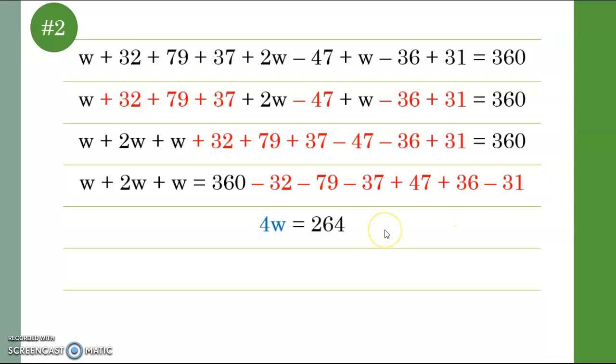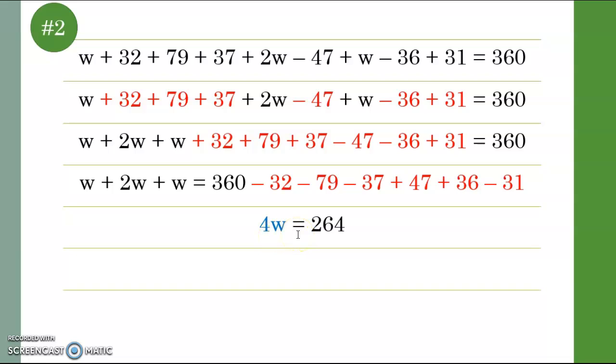Okay, and then on the next line, we did a lot of simplifying. Let's take a look at what we did. We've got W plus 2W plus W. Okay, and remember what we said earlier, whenever you have a variable with no number in front of it, that's the same as 1. Okay, 1W plus 2W plus 1W. 1 plus 2 plus 1 is equal to 4. We've got 4 W's. Okay?